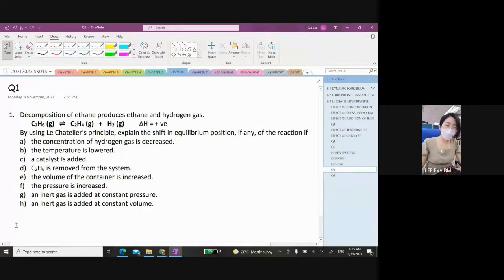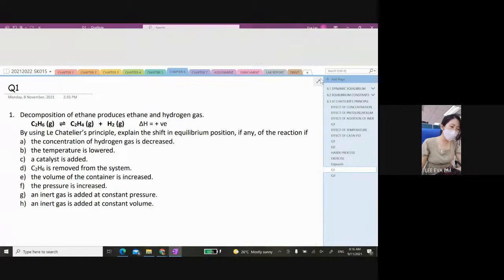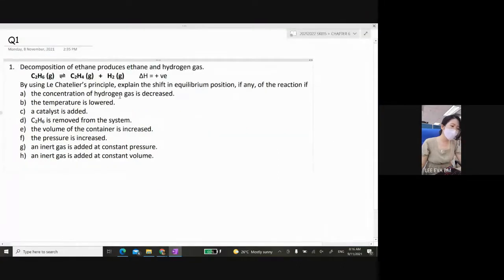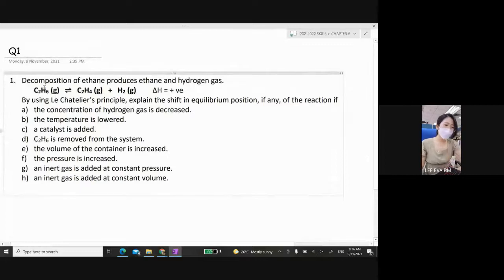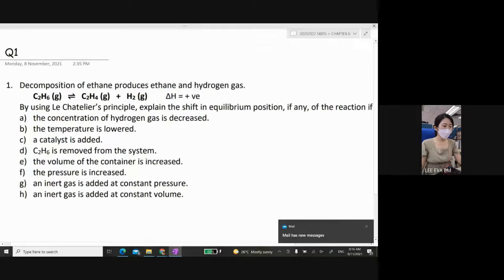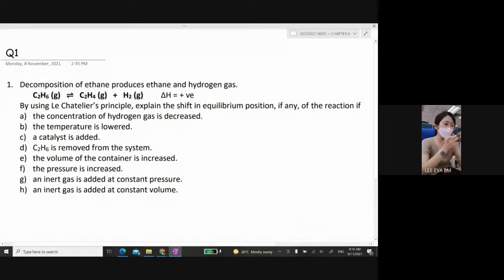Alright, so for question number 1 in your exercises, using the Le Chatelier principle, explain the shift in equilibrium position of any of the reactions if concentration of hydrogen gas is decreased. So I just want to know left, right, or remain constant. Explanation later, madam will give you the answer to check. Again, the answer will be uploaded into the Google Drive. So untuk satu A, awak punya jawapan to the left, to the right, or remain constant.